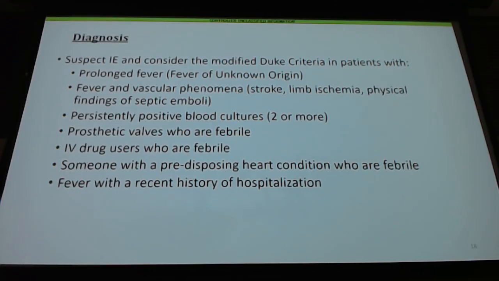If they start to present with weird evidence of emboli, septic emboli, so they start having strokes in a patient that doesn't make sense to have a stroke, if they start having limb ischemia, other kinds of things that just don't make a whole lot of sense, then be suspicious for this.